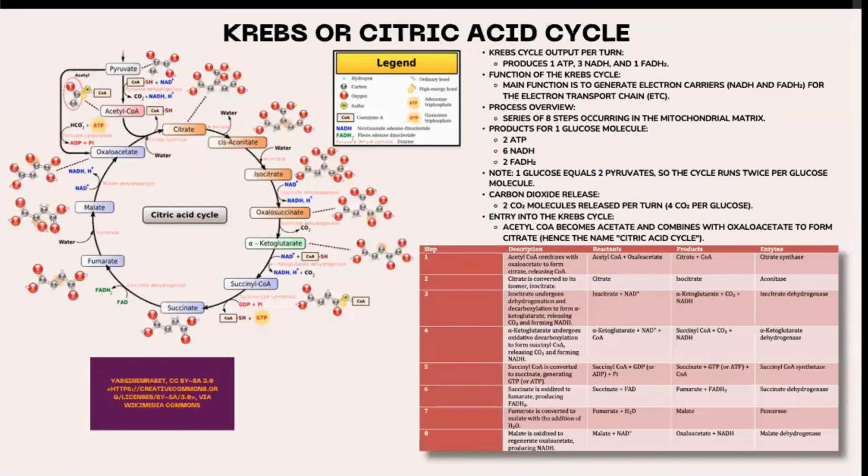Now we're going to talk about the Krebs cycle. The Krebs cycle is what you see on the left-hand side, but we're going to go over some big ticket items here. If you want to go through step by step and understand what each step and each molecule is, you can take a look at this picture, or you can look at the steps here. The Krebs cycle is going to produce one overall ATP, three NADHs, and one FADH2. The function of the Krebs cycle is basically to generate these electrons and utilize them for the very last step, the electron transport chain.